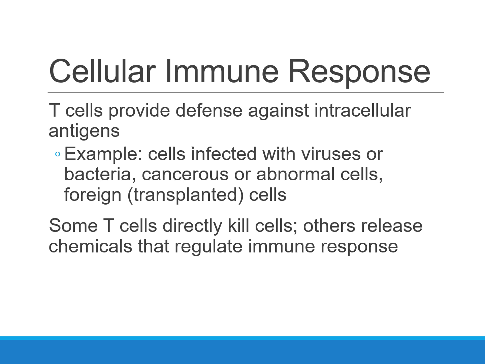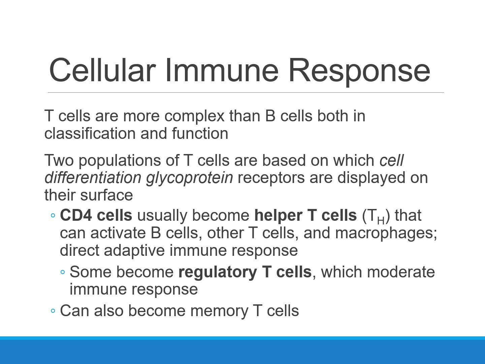T cells provide defense against intracellular antigens, so something that has gotten into the cell already. B cells were all about antigen found in the extracellular space between the cells. But now T cells are going to go after cells that have become infected with viruses or bacteria. It also goes after cancerous cells, abnormal cells, and any transplanted cells or foreign cells. Some T cells are going to kill directly with hand-to-hand combat. Others are going to release chemicals that are going to regulate the immune response. T cells are way more complex than B cells, both in their classification and their function.